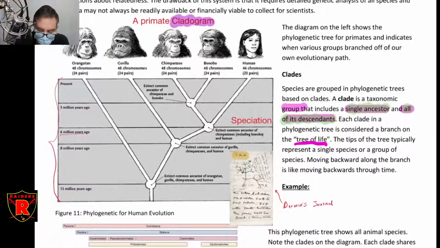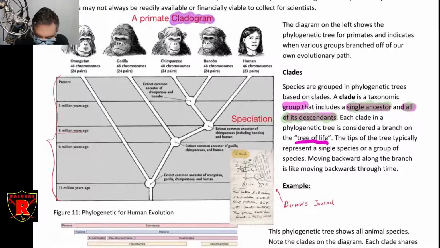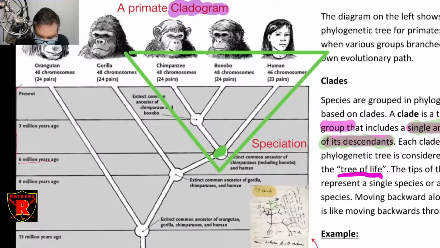Okay, so again, a clade is a single common ancestor and all of the species that are currently alive that are a result of that common ancestor. Okay, so this is an example of a clade.